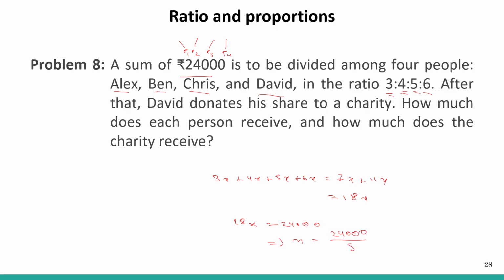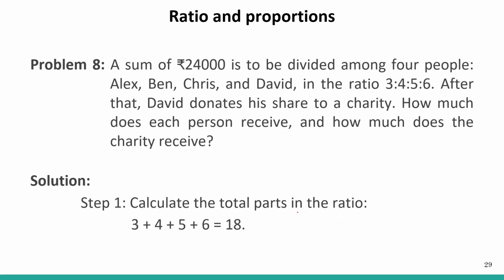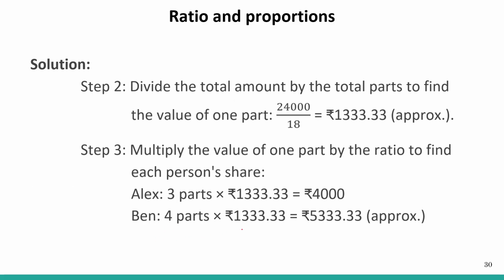24,000 by 18. By dividing by 3, we are left with 6 and 8,000. So it will be 3, and this will be 4,000. So 4,000 by 3 will be the portion for x, that is one part. Calculate the total number of parts. We got 18: 3 plus 4 plus 5 plus 6 is equal to 18. Step 2 was to divide the total amount by the total parts to find the value of one part, that is 24,000 by 18, that is 1333.33 approximately.